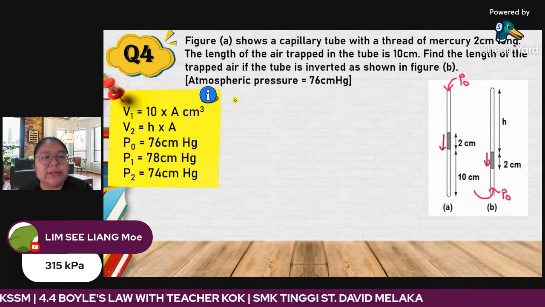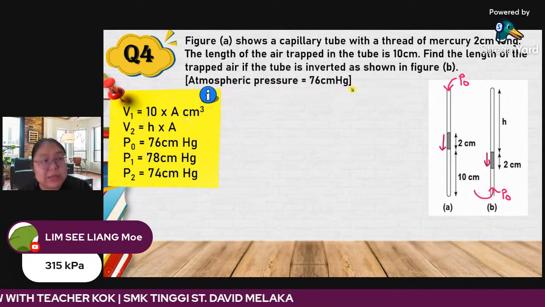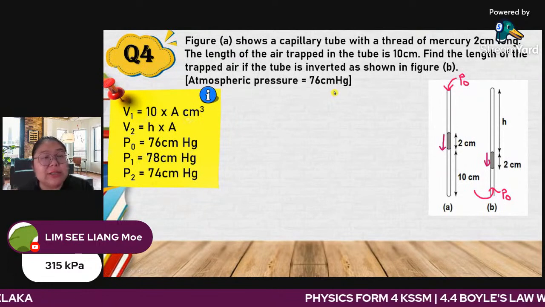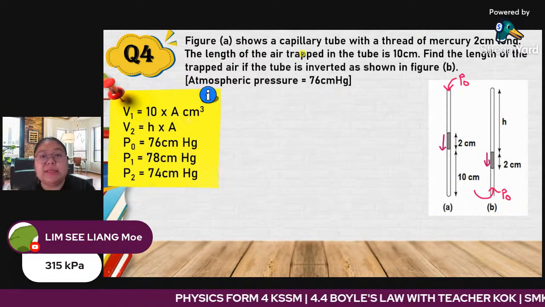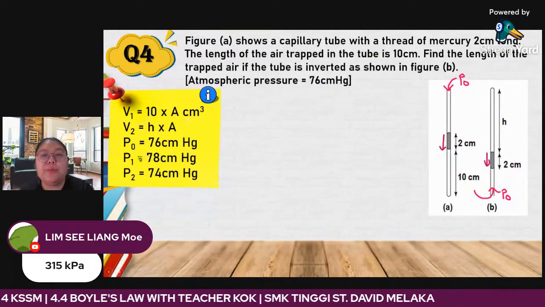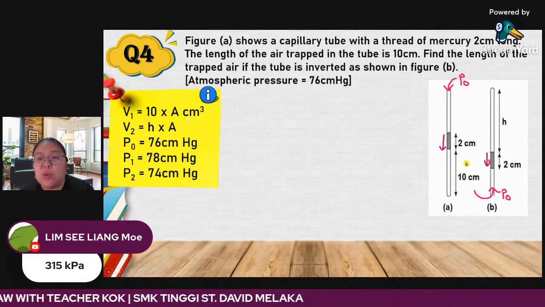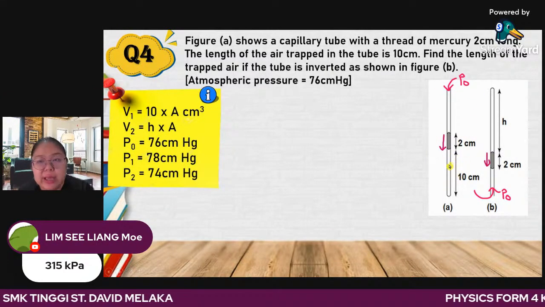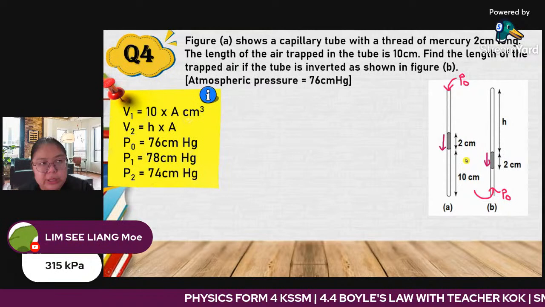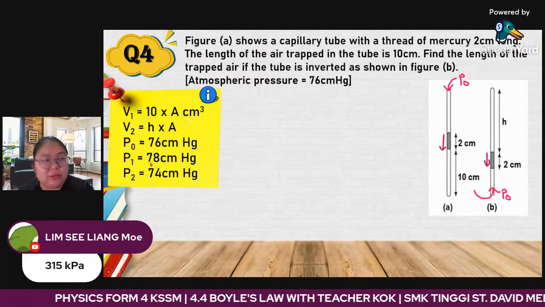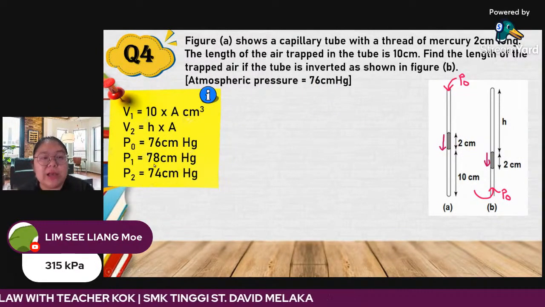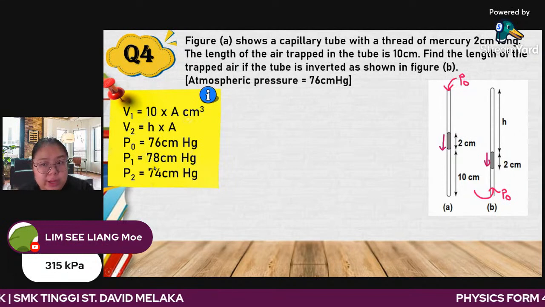P0 is the atmospheric pressure, 76 cm mercury. They're using cm mercury. You see pressure has so many different units: just now it was meters of water, now it is cm mercury. So what is P1? P1 means how much pressure is acting on the A. We have two pressures acting: one is atmospheric, another is mercury pressure. So 76 plus 2 cm becomes 78 cm mercury. Understand?